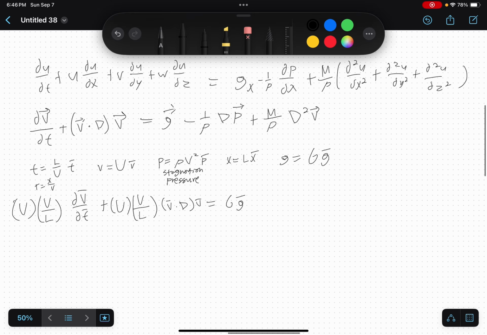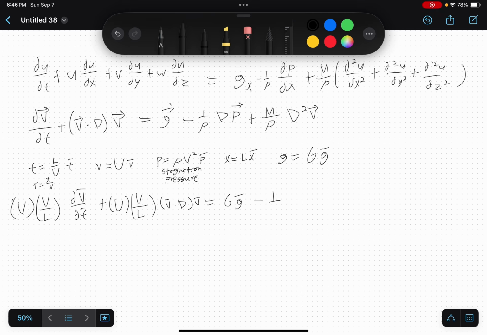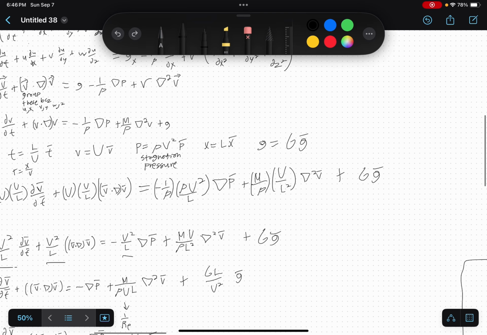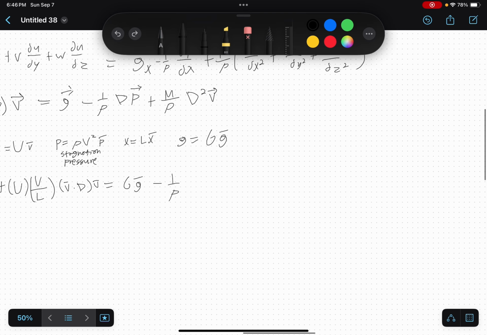Pressure. Minus 1 over density. Grad of pressure. That's probably going to be stagnation over distance. Is that what I had? That is exactly what I had. Let's go.